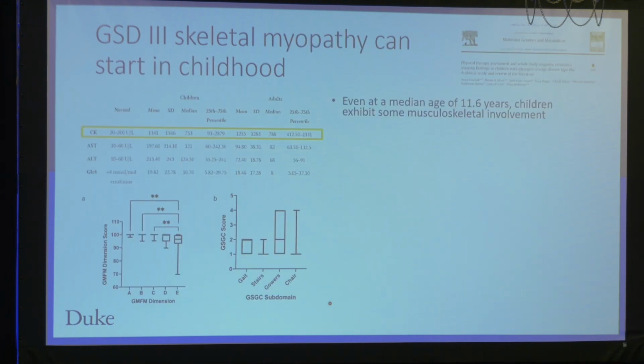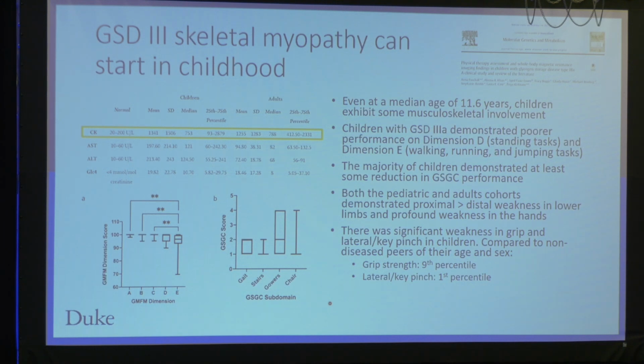So this is for the muscle disease. This is work that we had done through a natural history study. And what we saw, this was in children. Even at a median age of 11 years, children can have some musculoskeletal involvement. So would this have been picked up normally? Absolutely not.